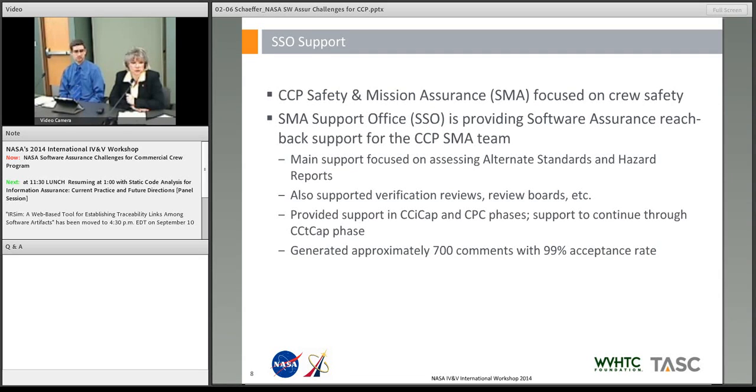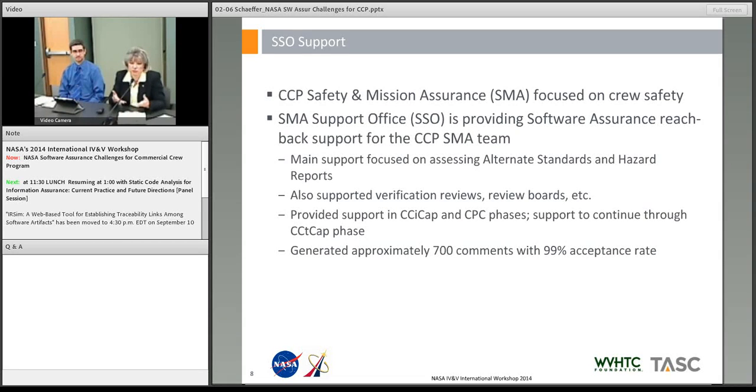We looked at the hazard reports that either did or should or could have a software element in them. That was Chad's area of expertise, so if you've got a question about hazard reports, I'm going to defer you to Chad. My focus area was more in the area of alternate standards, which was, again, a new concept for NASA.